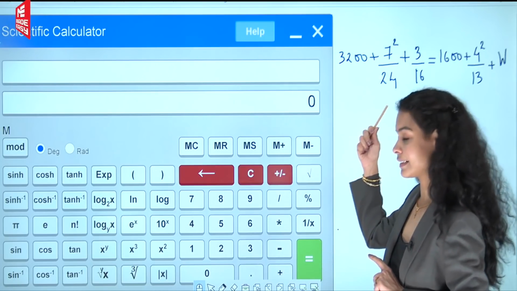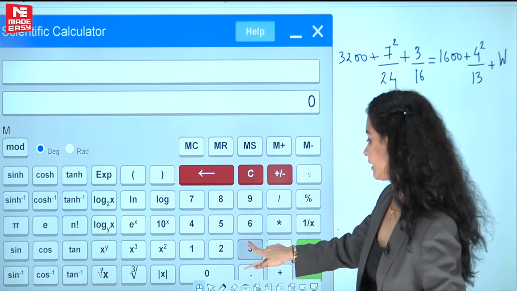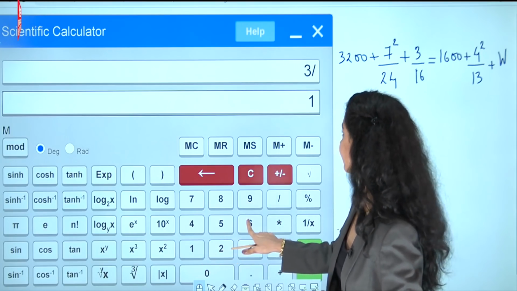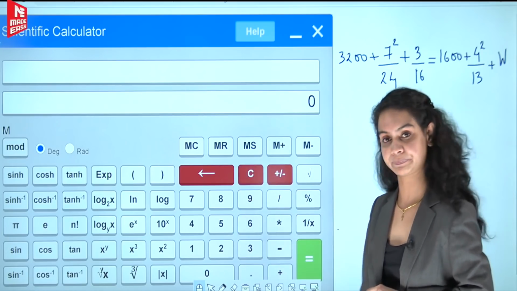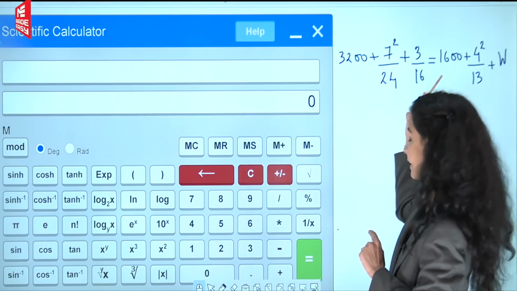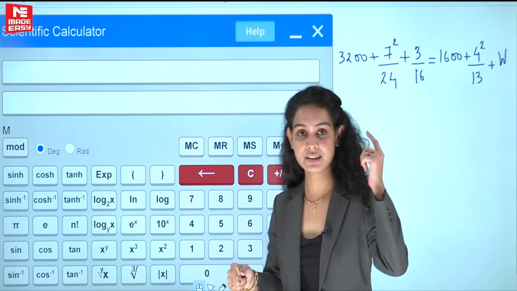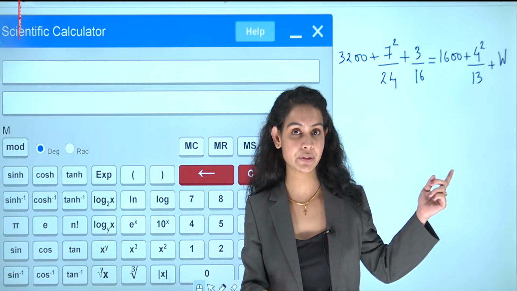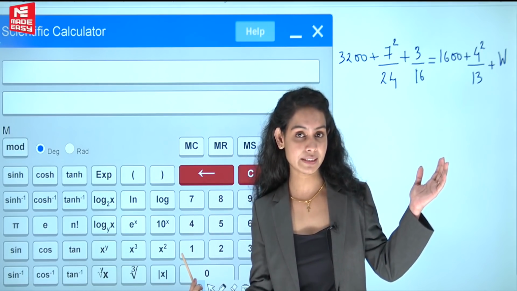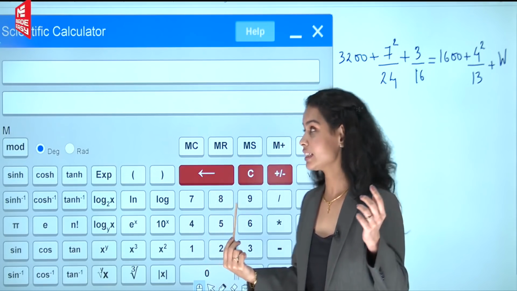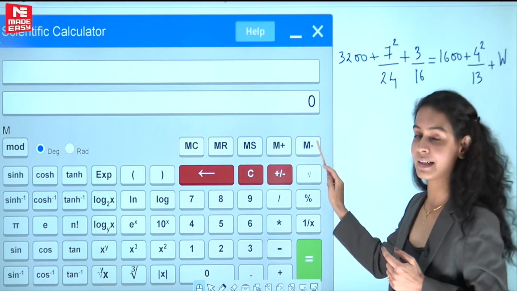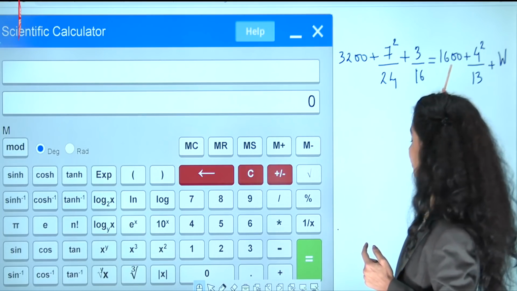Proceed to the third one, that is 3 by 16. So press 3 divided by 16. Press equal to, press M plus and then clear. Now proceed to 1600. Now as I said, this was on the other side of the equal to sign. To bring it onto this side, you need to change the sign. So for sign changing, you will be using this M minus button. Let's see how it works.